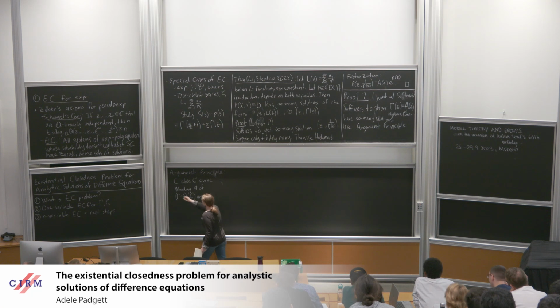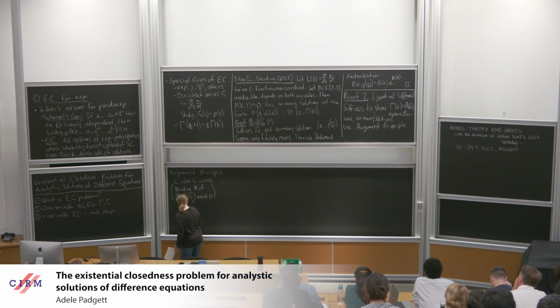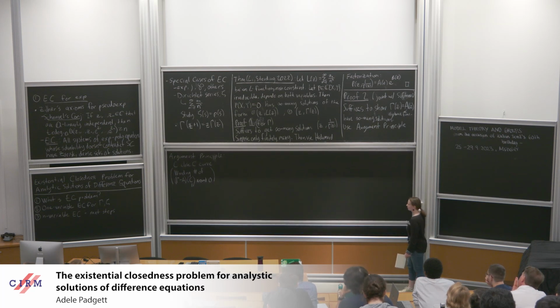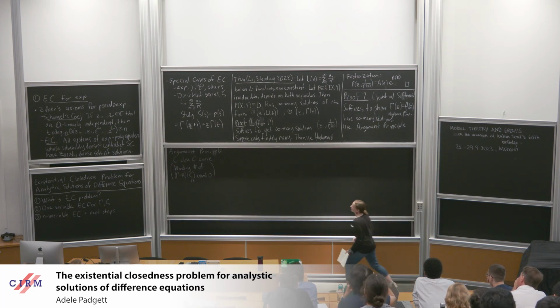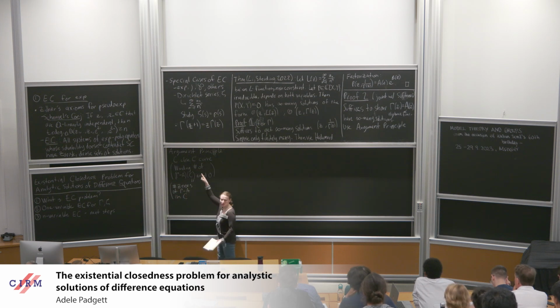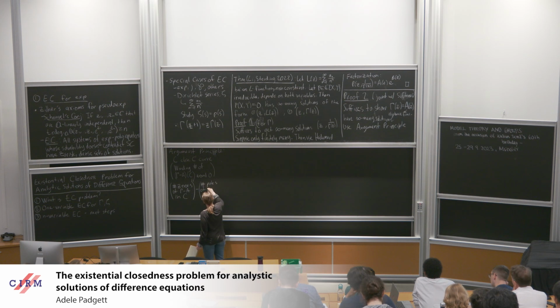around 0, this is equal to the number of zeros of gamma minus A inside of the curve C, the closed curve C, which bounds some region, minus the number of poles of gamma minus A inside C.